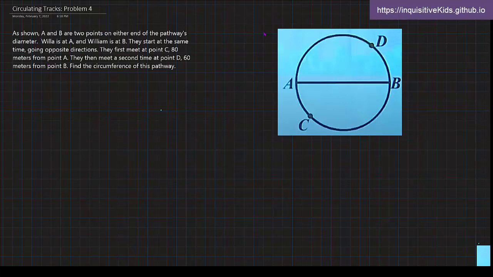Problem 4. As shown, A and B are two points on either end of the pathway's diameter. Willa is at A and William is at B. They start at the same time, but going opposite directions. They first meet at point C, 80 meters away from point A. Then they meet a second time at point D, 60 meters from point B. Find the circumference of this pathway.